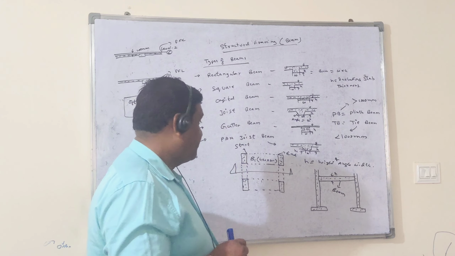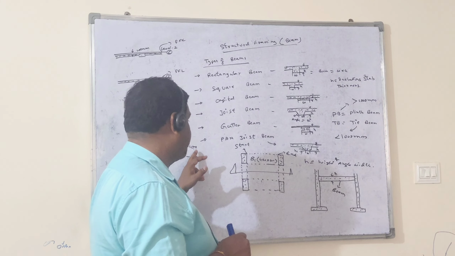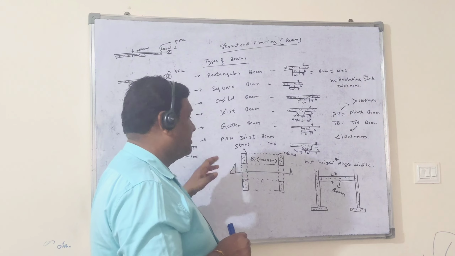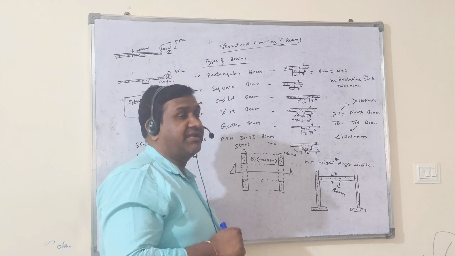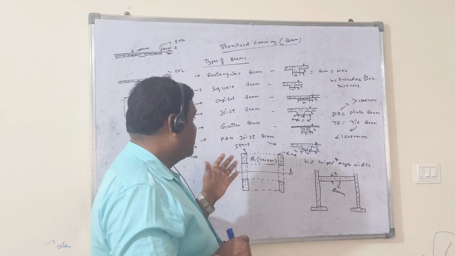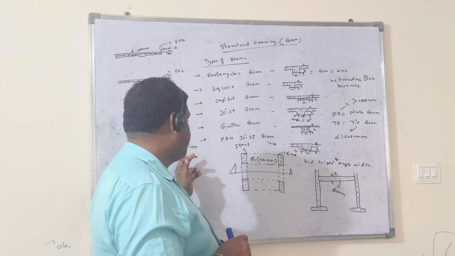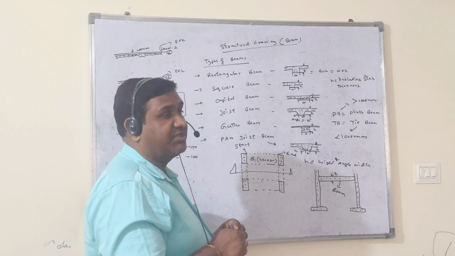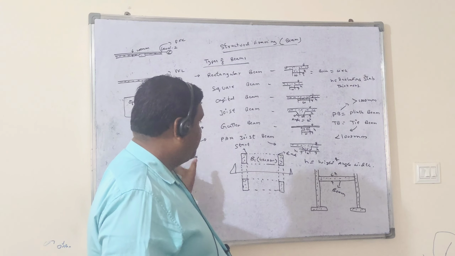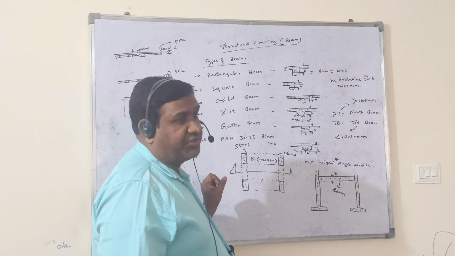Both ends you have to subtract, because if you give a value on one side only, your beam will become slanting. So don't keep it slanting; you have to give the same value on both sides. Whatever the FFL value is, the same value you have to keep at both ends of the beam.